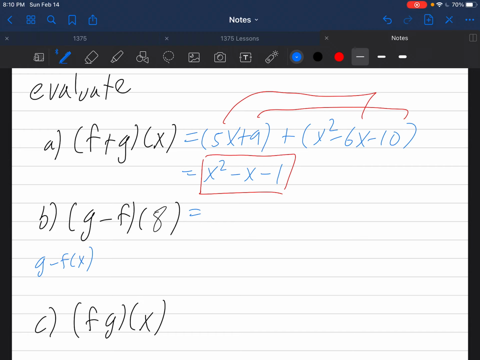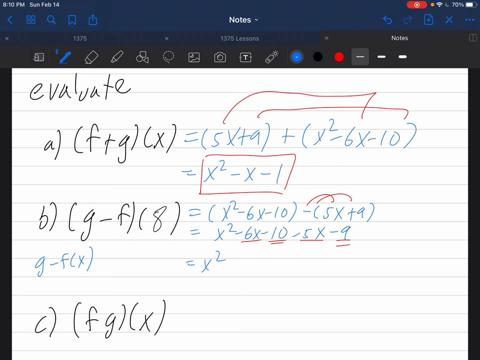So let's take x squared minus 6x minus 10, which is g of x, and let's subtract out 5x plus 9. Right, and subtracting these two polynomials requires that we distribute this minus sign to get x squared minus 6x minus 10 minus 5x minus 9. Now we can combine like terms. Let's underline some of these like terms. Negative 6x minus 5x, negative 10 minus 9. So we're going to get here x squared minus 11x, and then a minus 19.